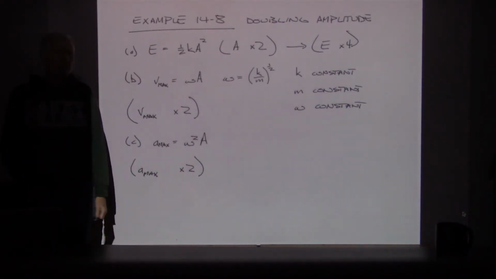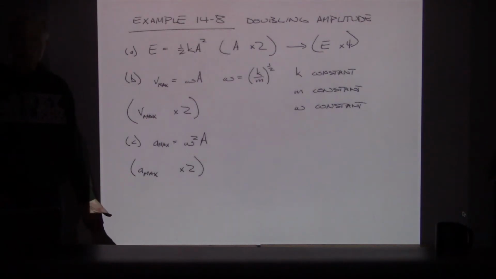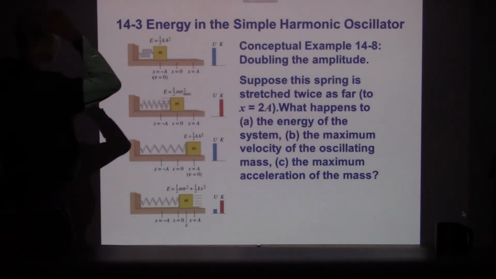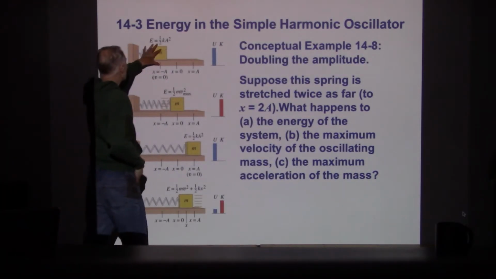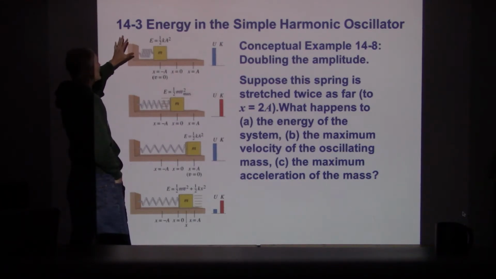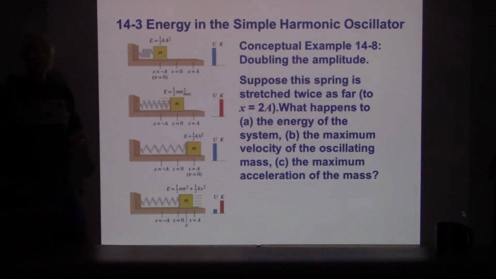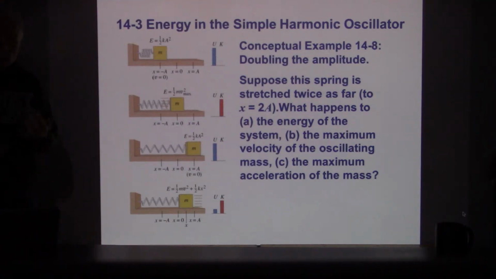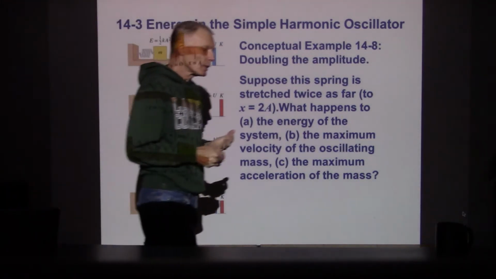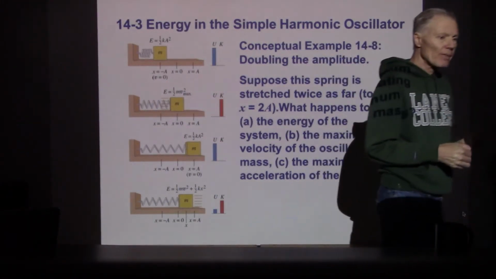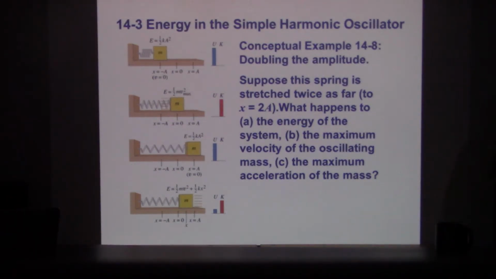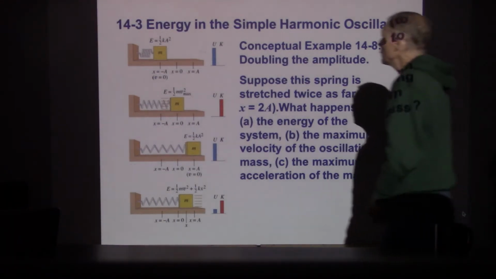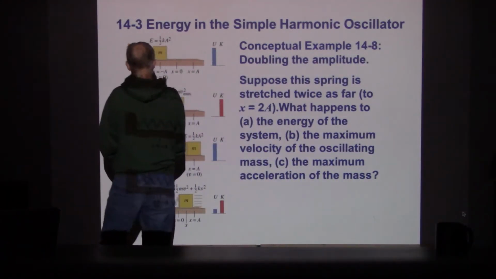Now, what about omega? Is omega going to change? Omega doesn't. So that's the most interesting item going on here: if I pull this back twice as far and let go, how does that affect the frequency? It doesn't. If I have the same K value and the same mass, then omega should come out to be the same frequency. Now, how can that be possible? And you go, well, what happens is this.